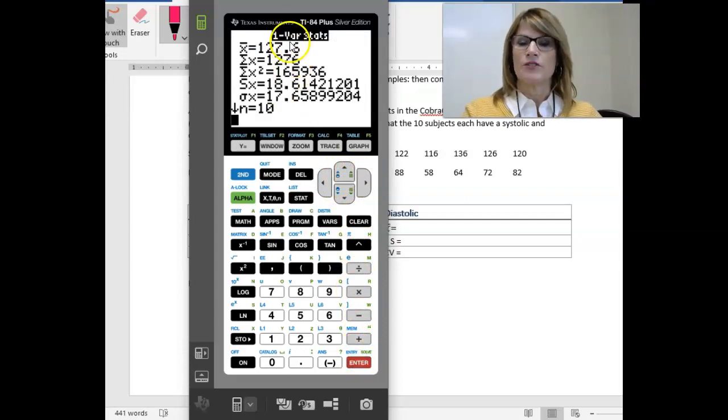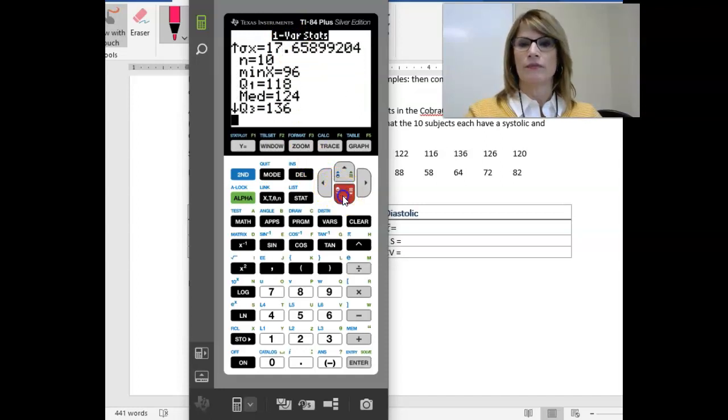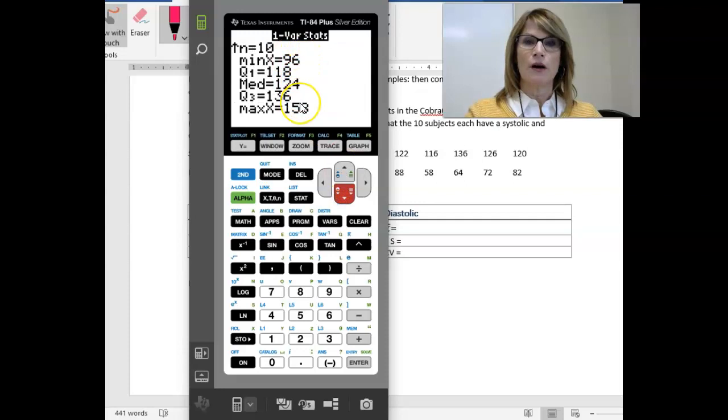Okay, so here we have a mean, and if you go down to the bottom, you get what we call the 5-number summary. The minimum, the maximum, Q1, which is the 25th percentile, median, which is 50th percentile, and Q3, 3/4, is your 75th percentile. We can use these numbers to draw a box plot.